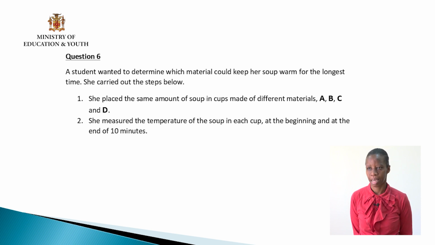Okay, so we're given some steps that the student used. She carried out the steps below. She placed the same amount of soup in cups, but they're made of different materials. Yes, A, B, C, and D. That's what we're calling them. And she measured the temperature of the soup in each cup at the beginning and at the end of 10 minutes. So they're using the same time period, 10 minutes, and you're measuring the temperature. Yes, so we are given a table again with some results.